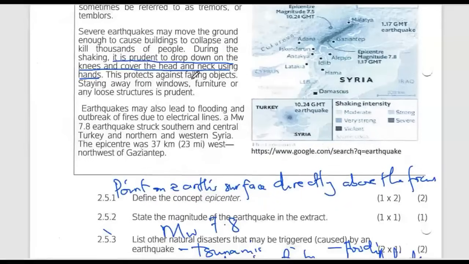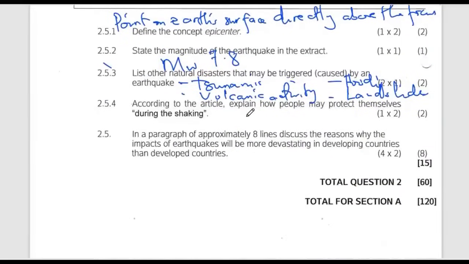Right, it says staying away from windows, furniture, or any loose structures. It's also another precautionary measure that we can take during shaking. Right, according to the extract, we have just extracted the information as it is presented in the extract. Then in a paragraph of approximately 8 lines, discuss the reasons why the impacts of earthquakes will be more devastating in developing countries. Developing countries, we are looking at the third world countries, mainly African countries. Why do earthquakes have more impact here than in the developed world?